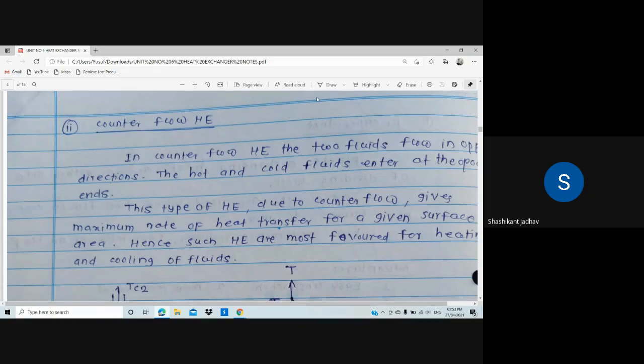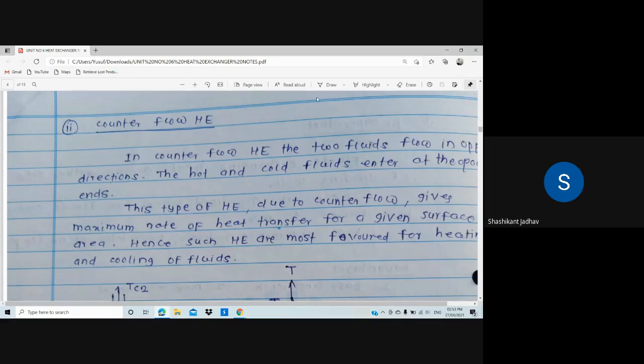So in that way the direction of hot fluid and cold fluid is opposite. Okay. So the hot and cold fluids enter at the opposite ends. Full stop. Then add some information for this counter flow heat exchanger.